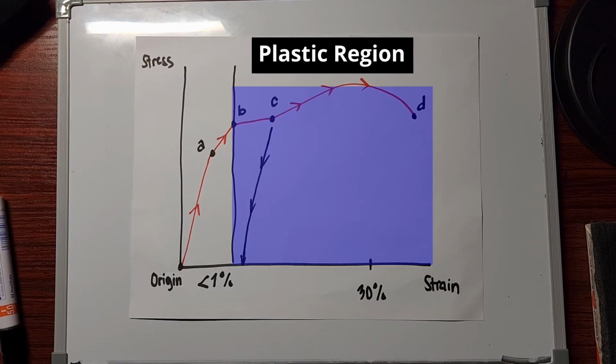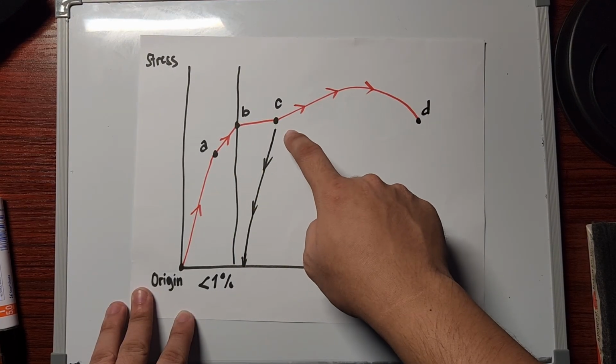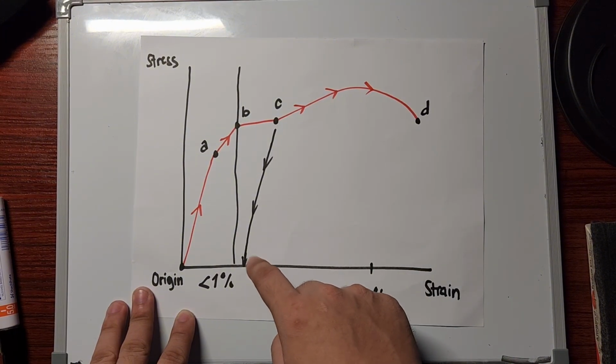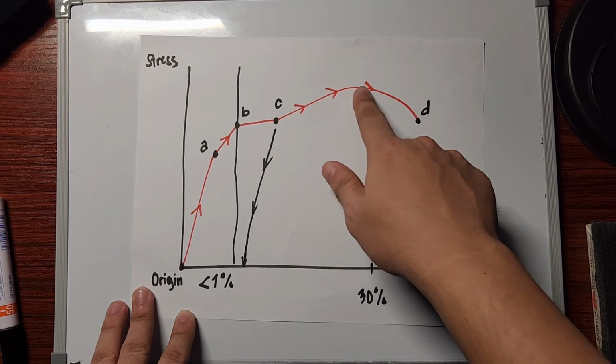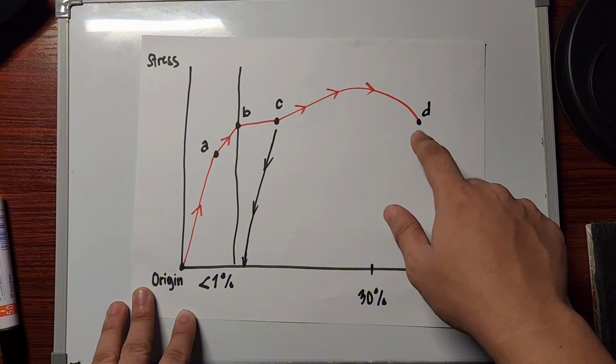As such, it cannot return to its original shape, as shown on point C, wherein the object, after experiencing deformation, tries to return to its original shape. If the object experiences more stress, at some point it will fracture. This fracture point is point D.